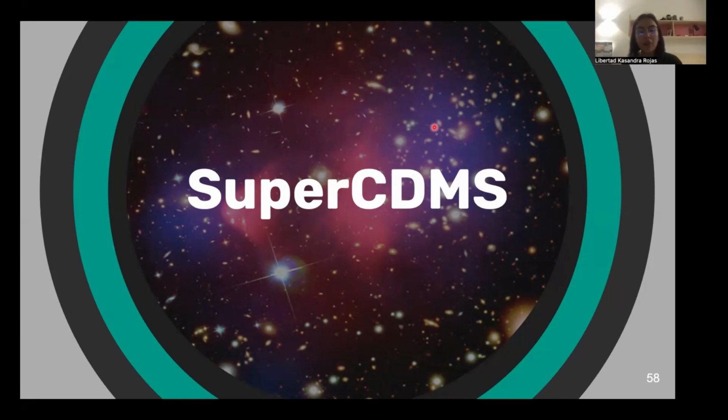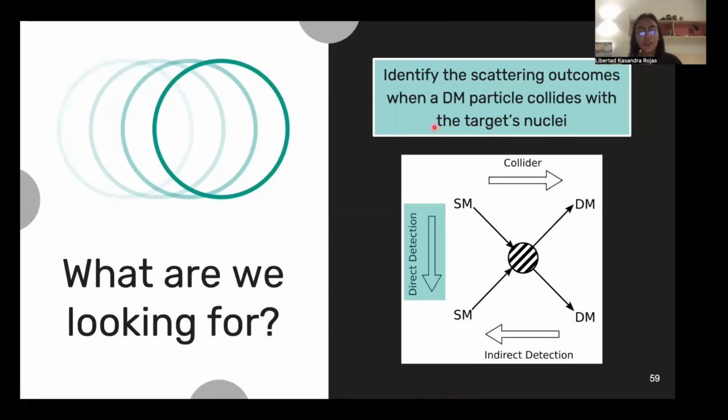And now we're going to go into the SuperCDMS experiment. So we're going to take a look at the detectors. Okay, so now I'm just going to take a step back and refresh a bit. What are we actually looking for? We have our dark matter candidate, we know these properties, and we're trying to detect it directly. So what we're actually trying to do is identify the scattering outcomes when a dark matter particle collides with a target nuclei. When I say target nuclei, I mean an atom of regular matter, okay?